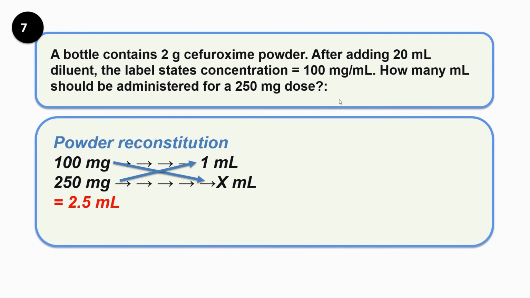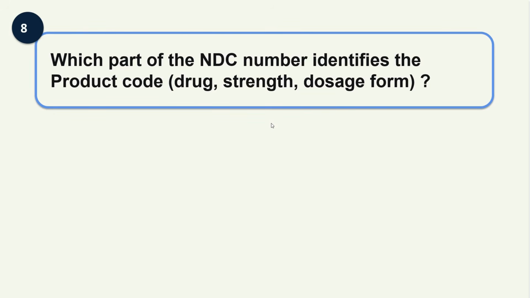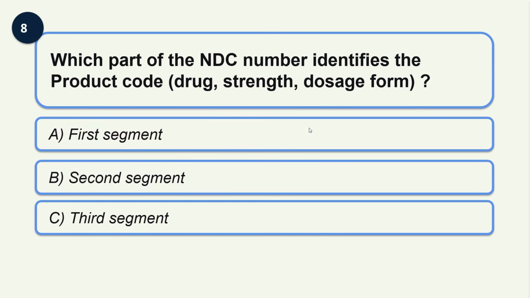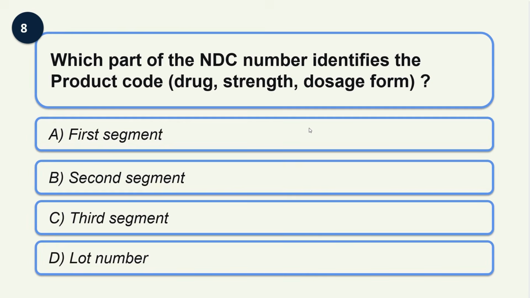That's your correct answer. Next, which part of the NDC number identifies the product code that includes drug, strength, dosage form? A. First segment, B. Second segment, C. Third segment, D. Lot number. Correct answer is second segment.